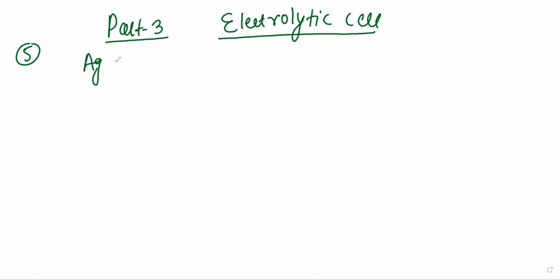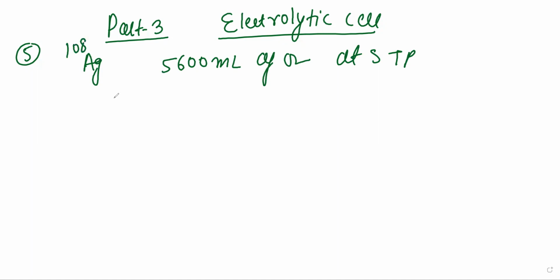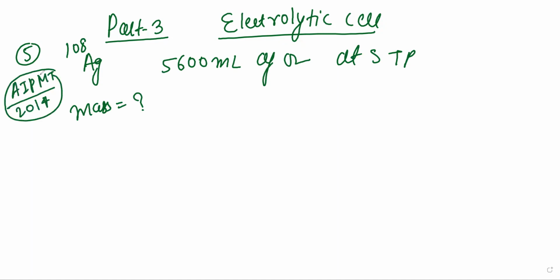Weight of silver displaced by the quantity of electricity which displaces 5600 ml of O2 at STP. Atomic weight of silver is given, that is 108. You have to find the mass of the silver deposited. Asked in AIPMT 2014. So see here, I will explain it.